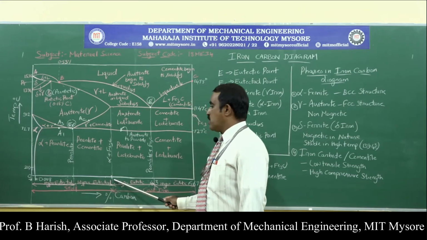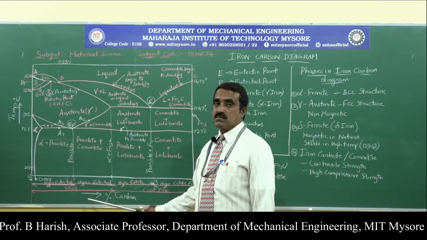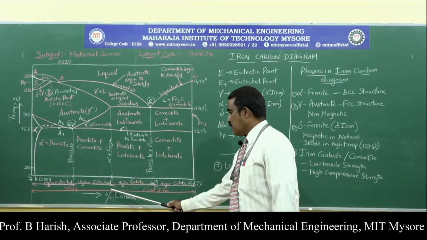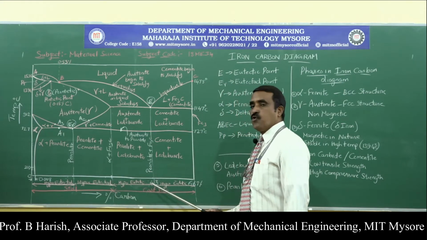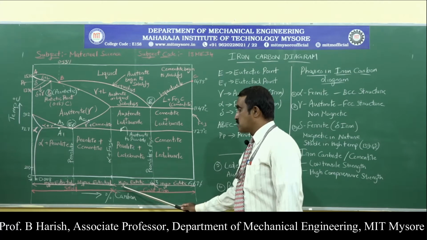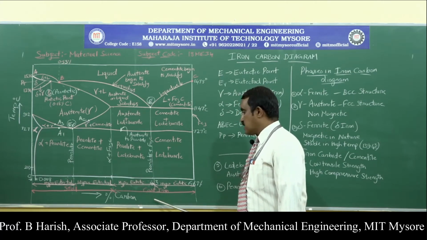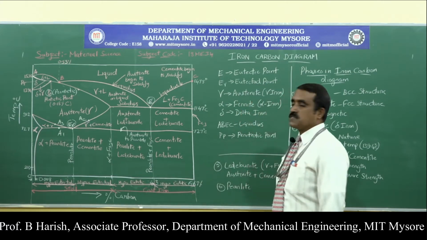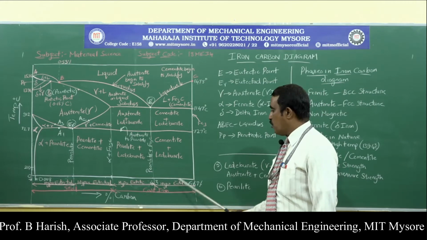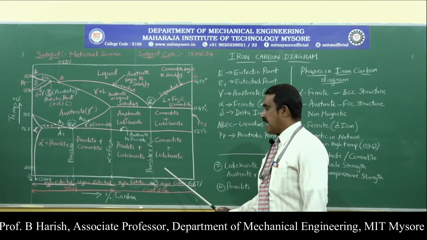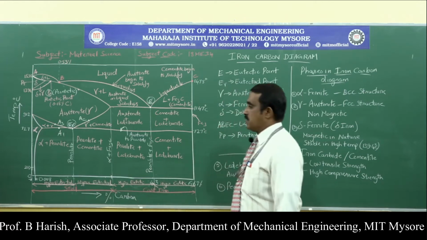From that to 2.7%, it is hyper-eutectoid steel. Similarly, from this point to this point, up to 4.3% carbon content, it is called hypo-eutectic cast iron. From 4.3 to 6.67%, it is hyper-eutectic cast iron. So steel and cast iron.